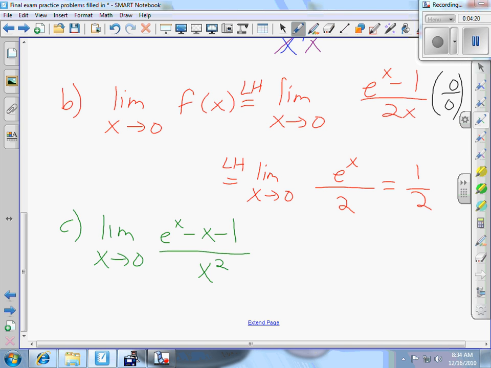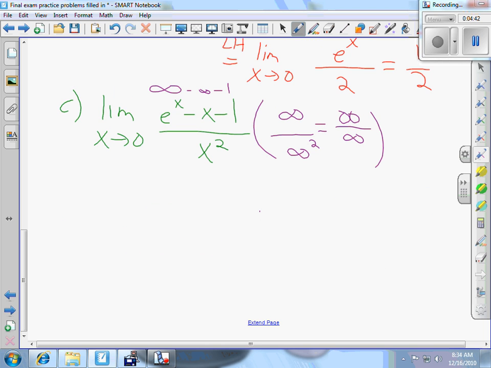And on the top, we get a really big infinity minus a kind of little infinity minus 1. So I feel like the top is infinity divided by, and then we have infinity squared. And so we've got infinity over infinity, which is one of our acceptable indeterminate forms, which means we can use L'Hopital's rule again. Oh, this should have been infinity here.